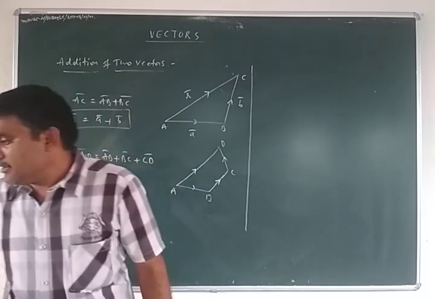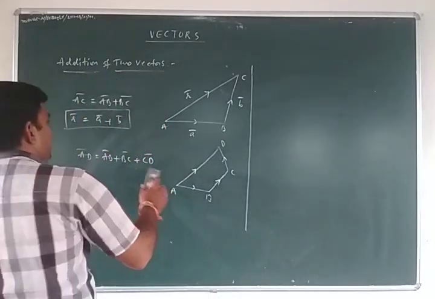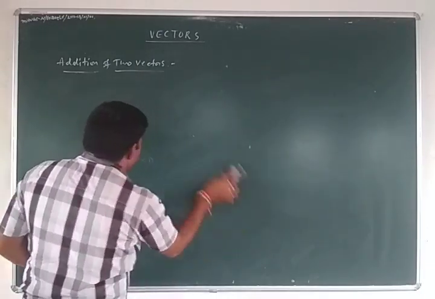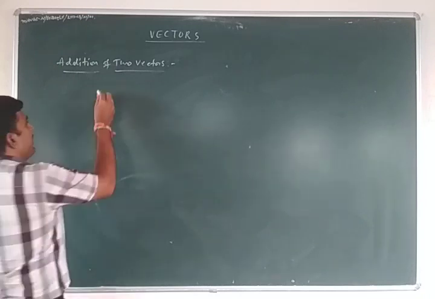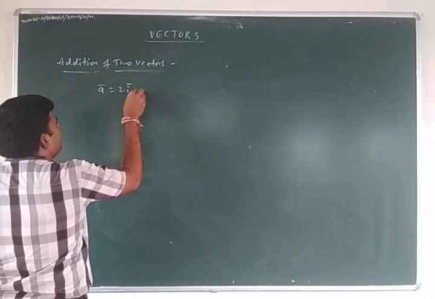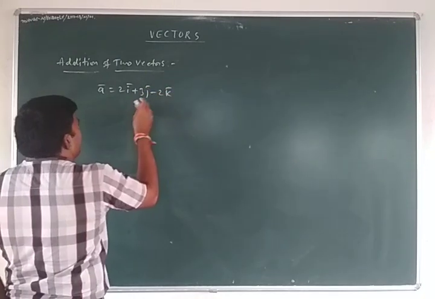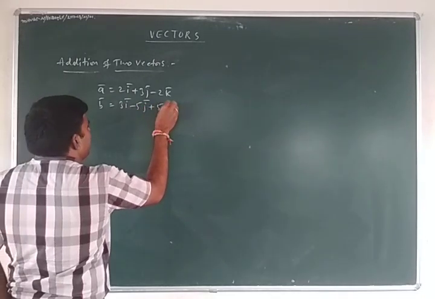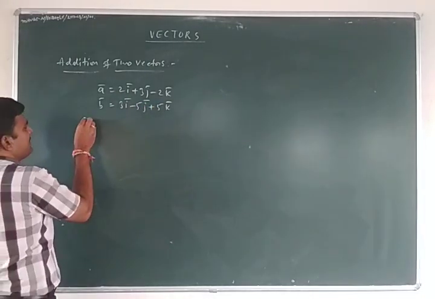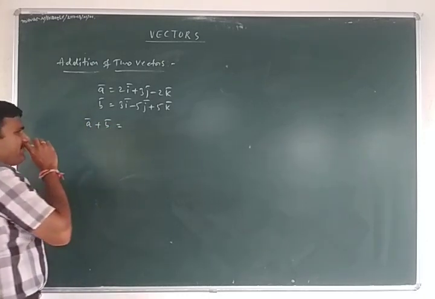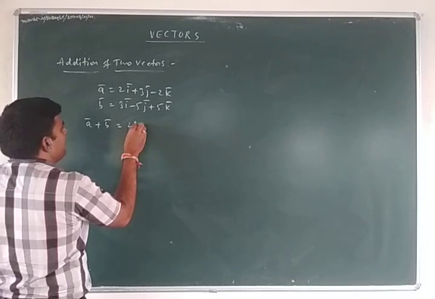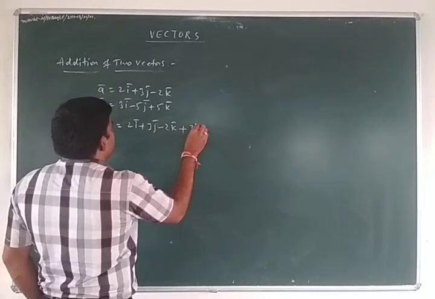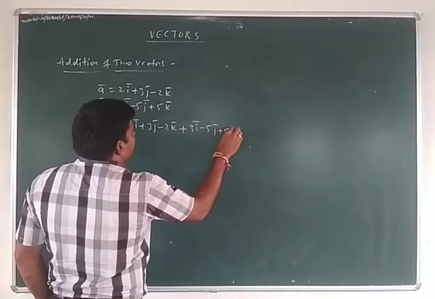Students, so here this is the addition of two vectors. So now when I have given the two vectors, how to add the two vectors, that I am explaining now. Say for suppose a bar is equal to 2i bar plus 3j bar minus 2k bar, and b bar is equal to 3i bar minus 5j bar plus 5k bar. So now addition of these two vectors is a bar plus b bar. So to add these two vectors, write the a bar vector as well as the b bar vector.